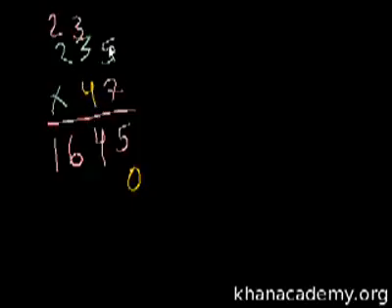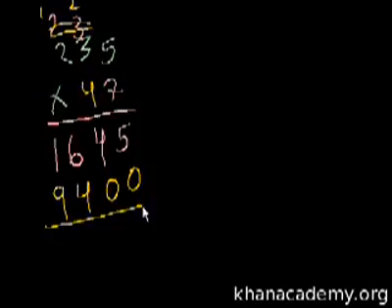So you say 4 times 5, well that's 20. 20, and let's ignore what we had from before. 4 times 3 is 12, plus the 2 we just carried, which is 14. 4 times 2 is 8, plus the 1 we just carried, so that's 9.